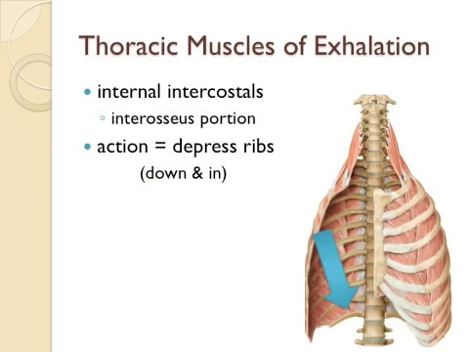Each muscle fiber begins on the rib above and courses down to the rib below. The action when these muscle fibers contract, just the interosseous portion remember, is to pull each rib downward and inward to compress the thorax during exhalation.